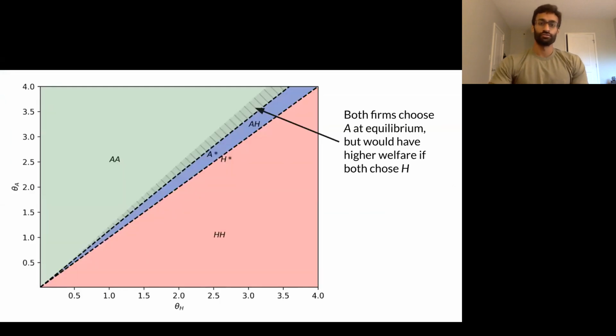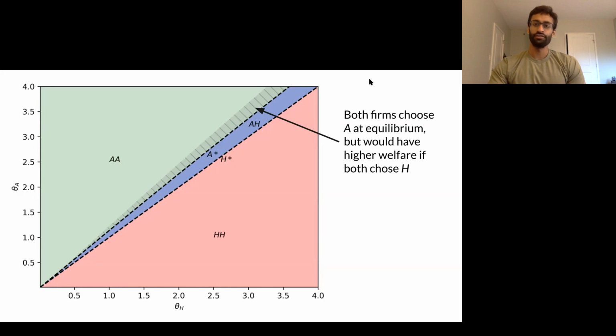Just to wrap this up visually, here's what this looks like if you were to plot it out. These regions represent different equilibria. When theta H is much larger than theta A, both firms will decide to use the human. When theta A is much larger, both firms will decide to use the algorithm. There's a region in the middle where there are multiple equilibria, which we're not going to worry about too much now. But the interesting region here is this shaded area.